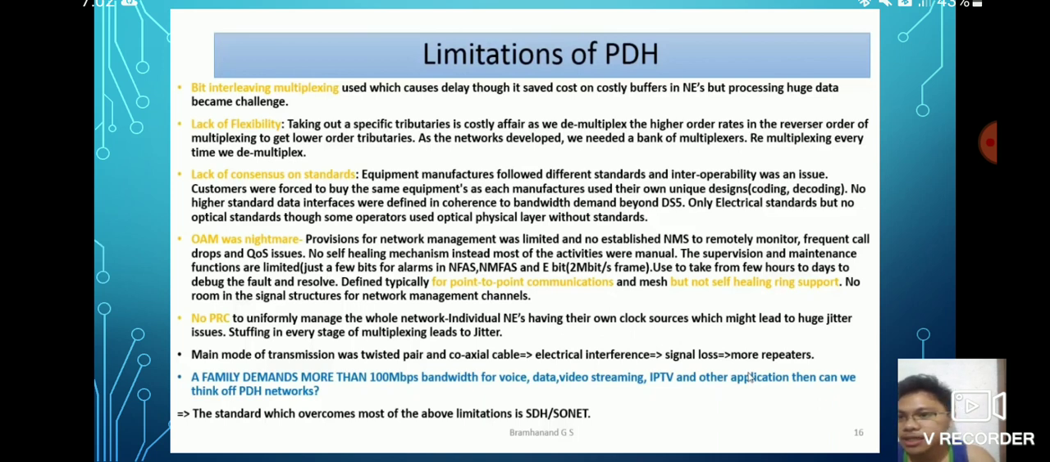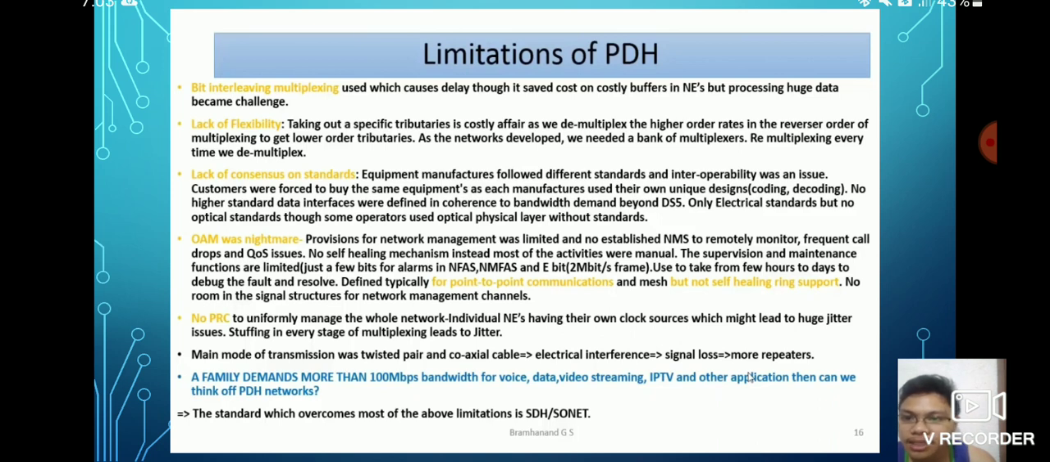Another limitation here is that OAM was a nightmare. Provisions for network management were limited and there was no established NMS to remotely monitor frequent call drops and QoS issues. No self-healing mechanism, instead most of the activities were manual. The supervision and maintenance functions are limited. Just a few bits for alarms in FAS, MFAS, and E bit of the 2 megabit per second frame used to take from few hours to days to debug the fault and resolve.